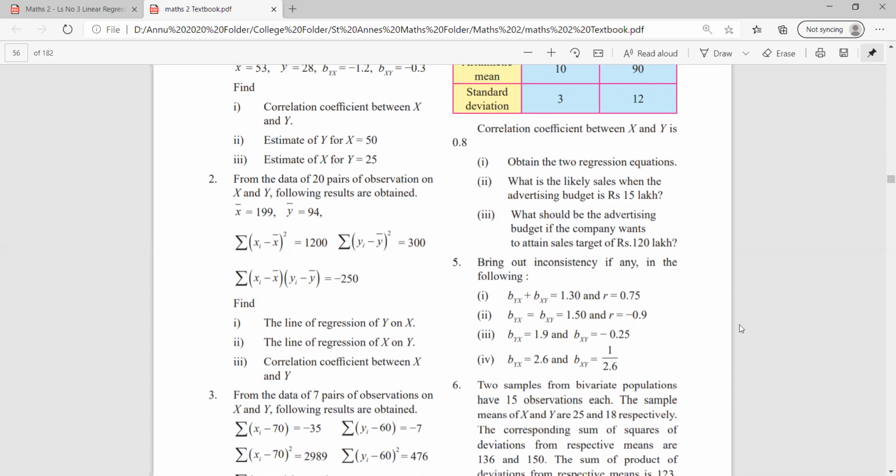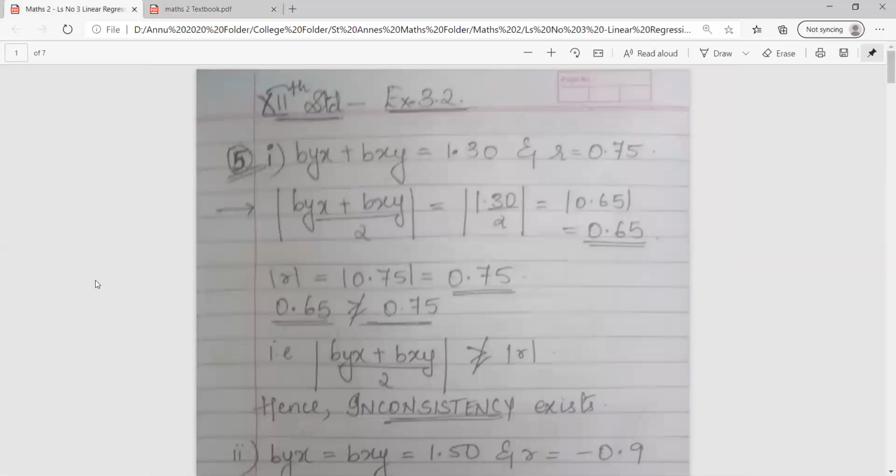So basically you have to tell whether there is some inconsistency in what is given or not. The first question given over here is byx plus bxy is equal to 1.30 and r is equal to 0.75. Now how will you check whether there is an inconsistency or not? If you remember, I had given some properties yesterday, wherein there was a property of mod. The mod property says that mod of byx plus bxy divided by 2.